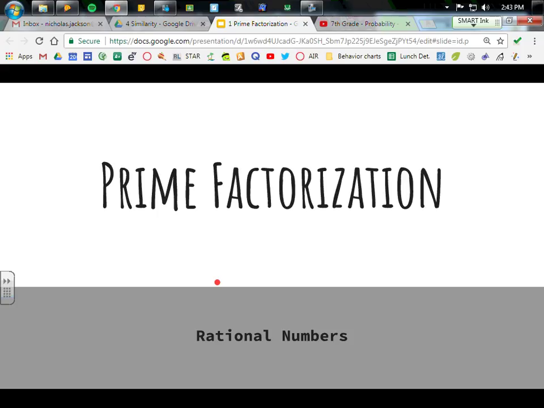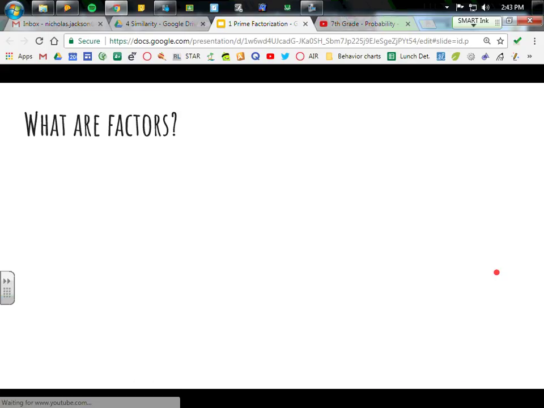We're starting with a unit on rational numbers, and the first topic we are going to be spending time on is prime factorization. So let's take a look at what that means.